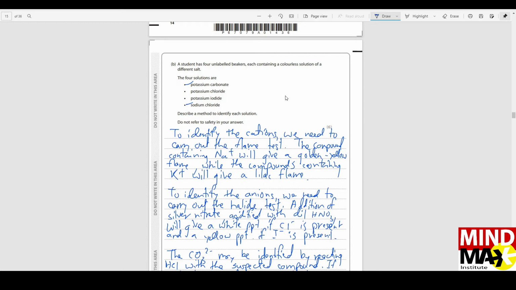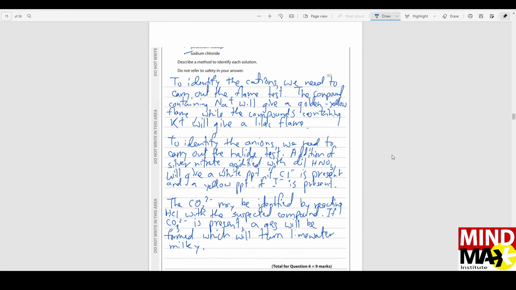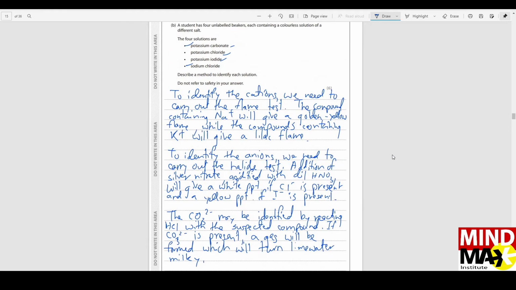The next part is you have to differentiate between the anions. So it's whether it's chloride, iodide, or carbonate. Chloride and iodide are halide ions. If you perform the halide ion test, which is basically adding silver nitrate acidified with dilute nitric acid to the solution, if chloride is present, you are going to get a white precipitate, and if iodide is present, you're going to get a yellow precipitate. So this is how you can differentiate between chloride and iodide.